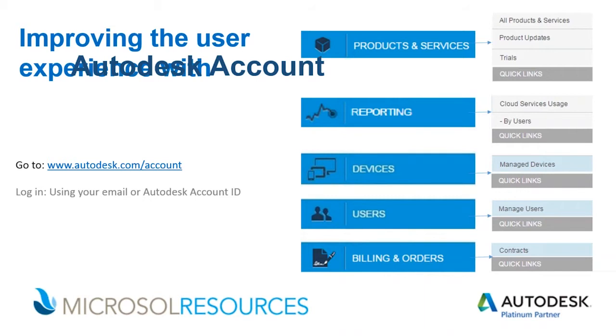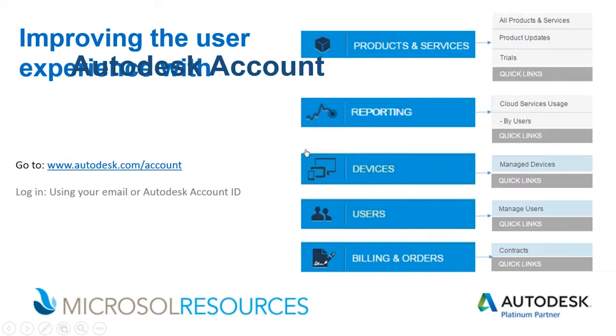However, the other three tabs, the devices, the users, and the billing and orders tab, is only available when you are an administrator, either contract manager or the software coordinator. So in case you are accessing Autodesk Account and you are not seeing all 5 of these tabs, that's an indication that you are not set up as an administrator. That's a mistake. Sometimes glitches happen. You can always let us know and we can have Autodesk correct that.